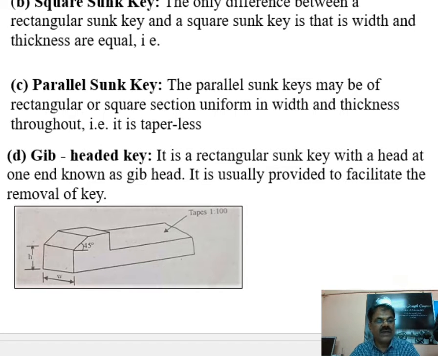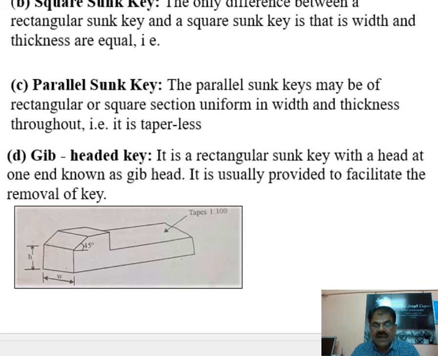Then coming to the square sunk key. The only difference between rectangular sunk key and square sunk key is that width and thickness are equal. So in the case of square, width and thickness are equal. And parallel sunk key. The parallel sunk keys may be of rectangular or square section, uniform in width and thickness throughout.